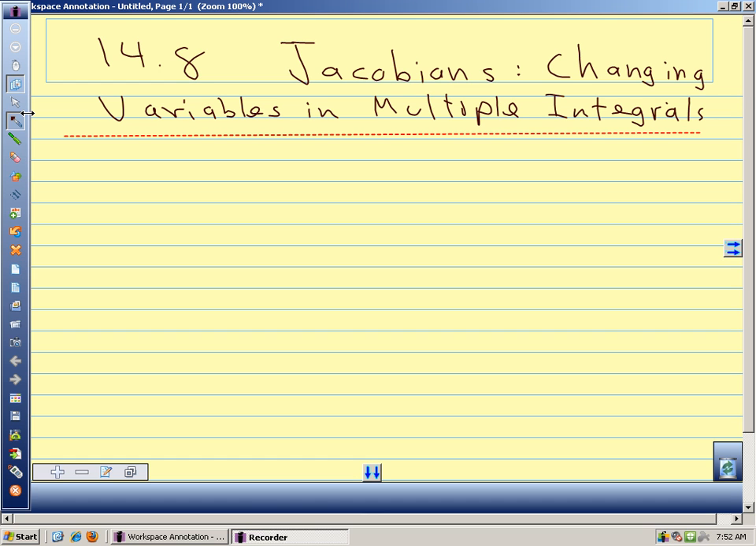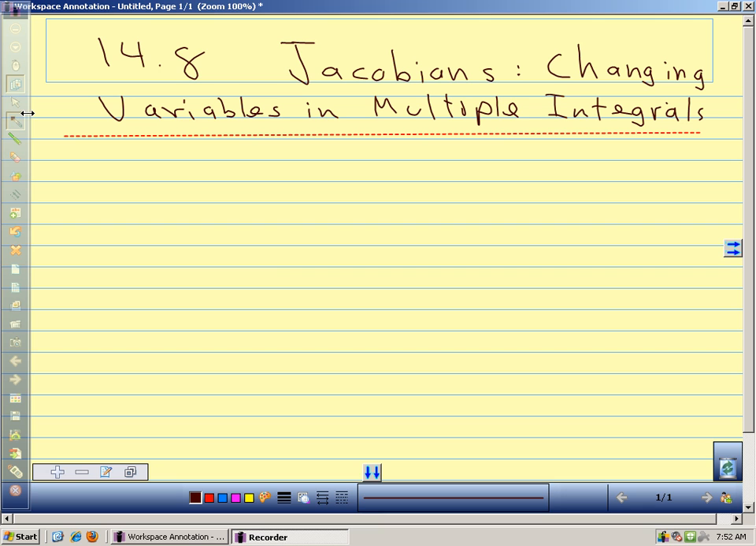All right, let's get started, guys. So we're going to talk about how we change variables in multiple integrals. To motivate it to start off, we're going to remember how we changed variables in single integrals. In single variable calculus, we used U substitution, our favorite integration technique, right?